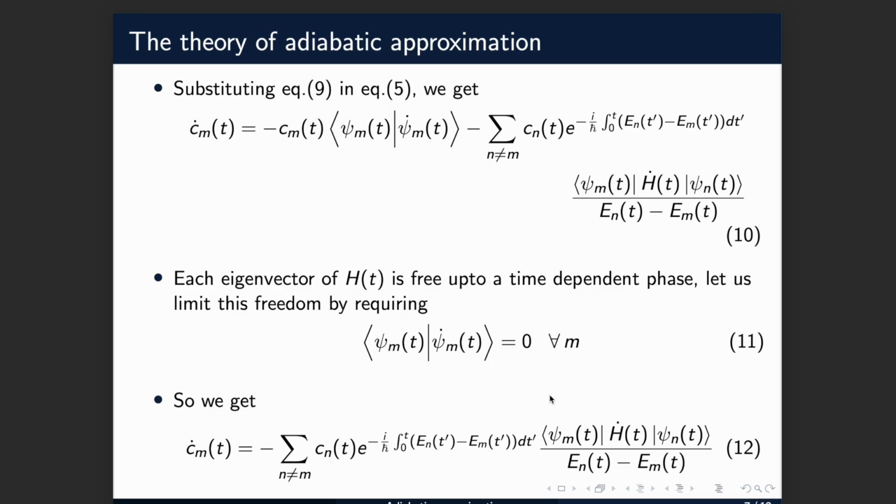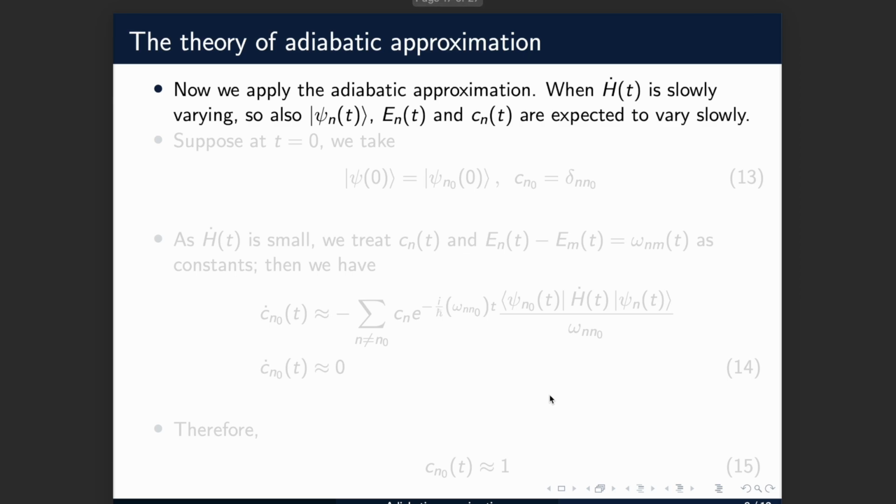Now we apply the adiabatic approximation. Let's say H dot is slowly varying, then the eigenstates, the eigenvalues and the coefficients are also expected to vary slowly. Suppose at time t equal to 0, the initial state is one of the eigenstates of the Hamiltonian at time t equal to 0.